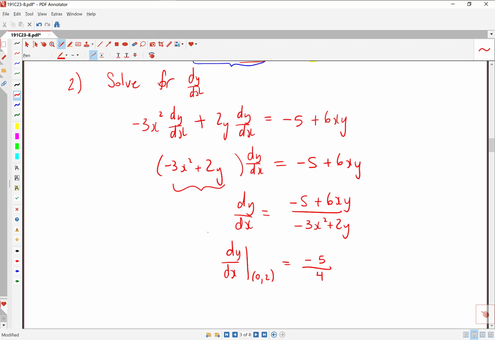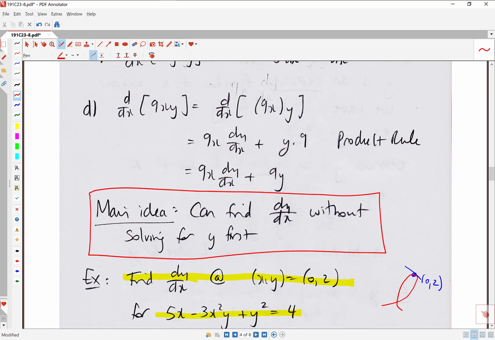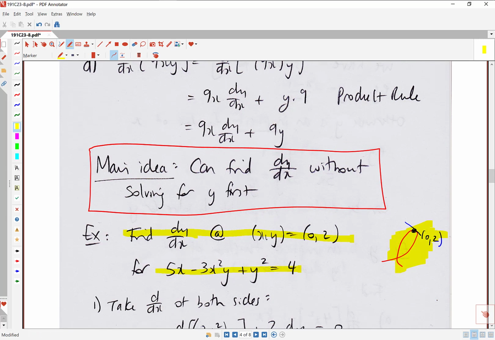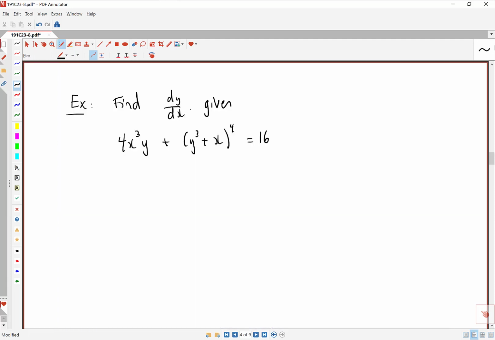Let's just look back to the original problem where we had drawn an intuitive picture. So I'm looking at this picture here. We said often implicit functions are something that have sort of loops in them or something like that. What we did is we found the slope of the tangent line at the point where x equals 0, y equals 2. So we are going to find dy by dx given 4x cubed y plus the fourth power of y cubed plus x is equal to 16.